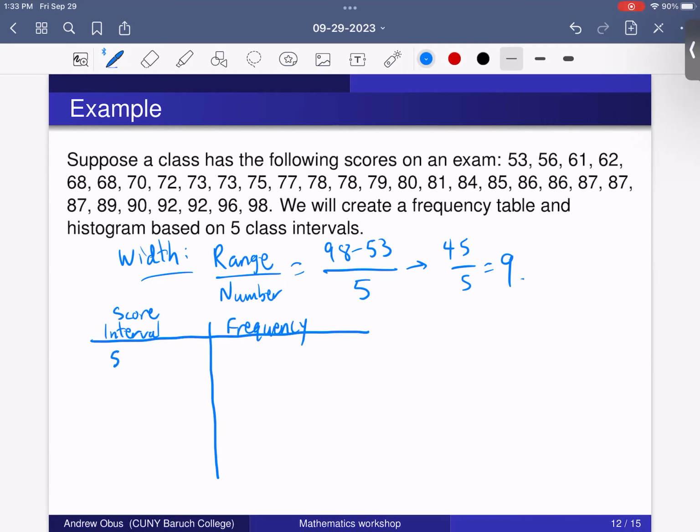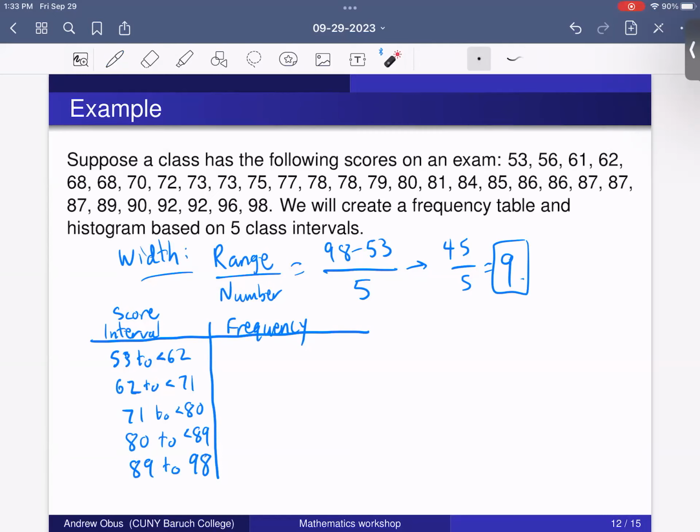So our first interval is going to be 53 to less than 62, because they're all going to be of length 9. Then 62 to less than 71, 71 to less than 80, 80 to less than 89, and lastly 89 to, and in this case it's the last one, so we don't need to have a less than, right? We can just go all the way up to 98.